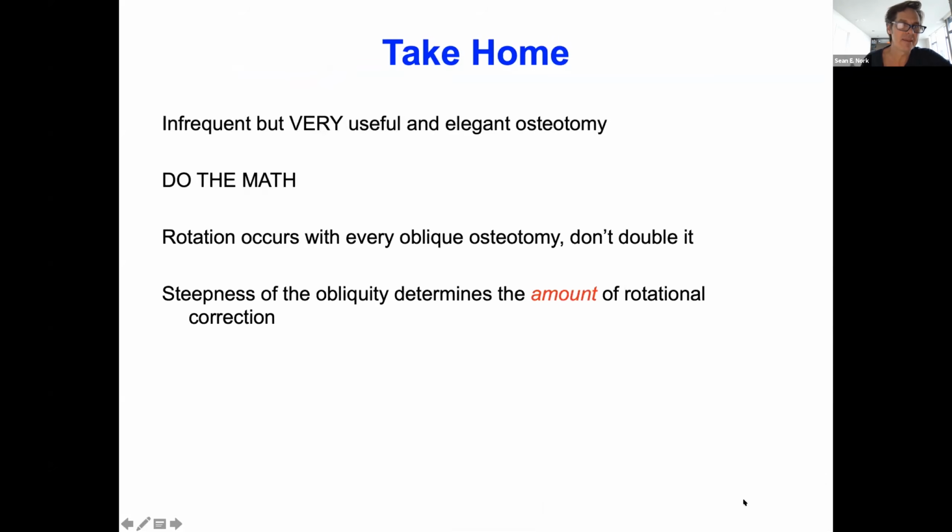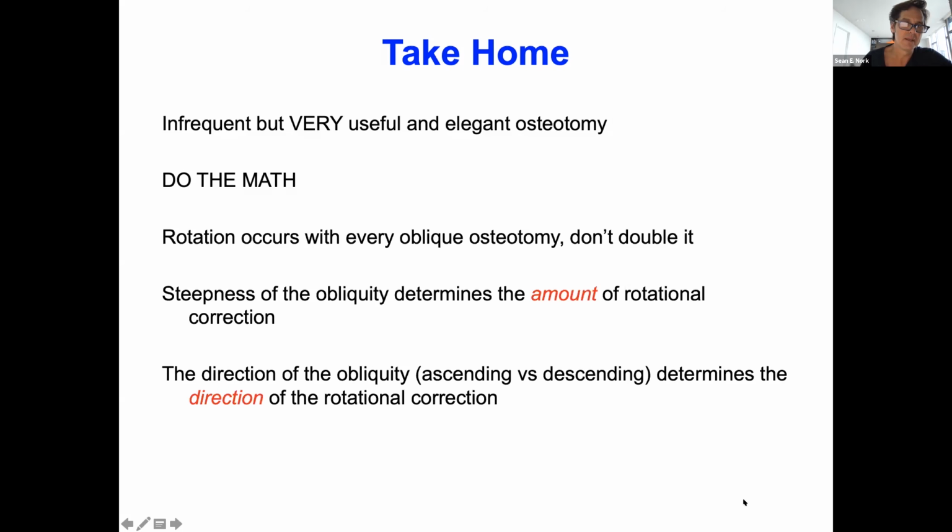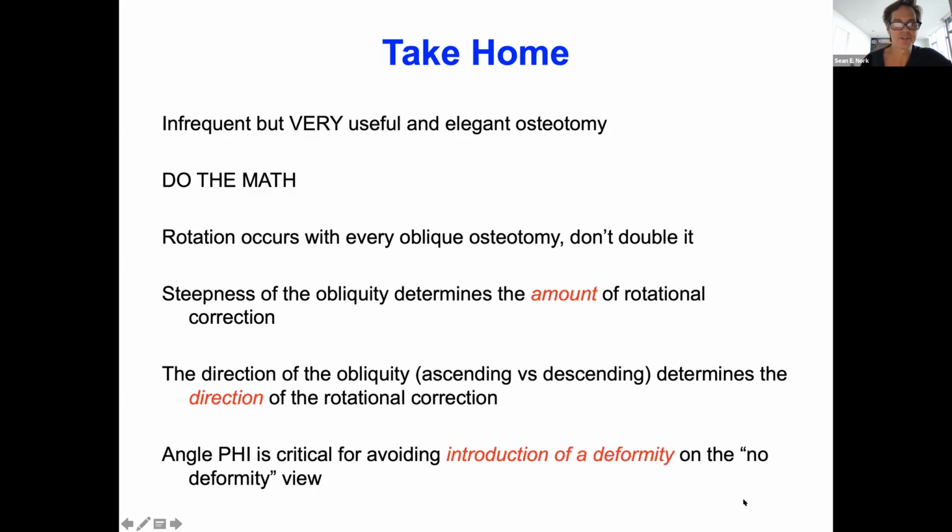How steep you make that obliquity of the osteotomy will determine the amount of rotational correction. Steeper osteotomies, less rotation. Relatively transverse osteotomies, much more rotation. The direction of the obliquity determines the direction of the rotational correction, and angle phi is critical for avoiding introduction of a deformity on the no deformity view.